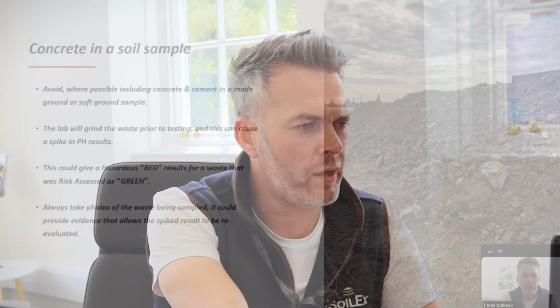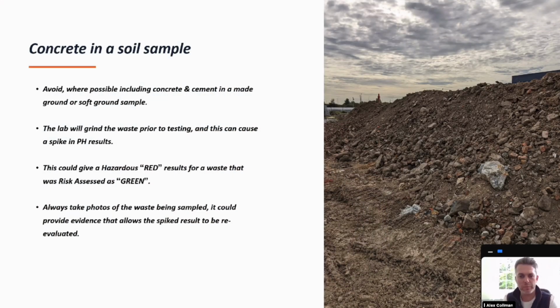So accurate sampling means accurate results, and there are a few things that can adversely affect results. These are some of the things that we consider when we're going out to site and taking waste samples. One of the things that has to be analysed for is pH levels. Now typically pH in soil is non-hazardous. We very, very rarely see alkaline or acidic results in soils. However, that can be thrown out.